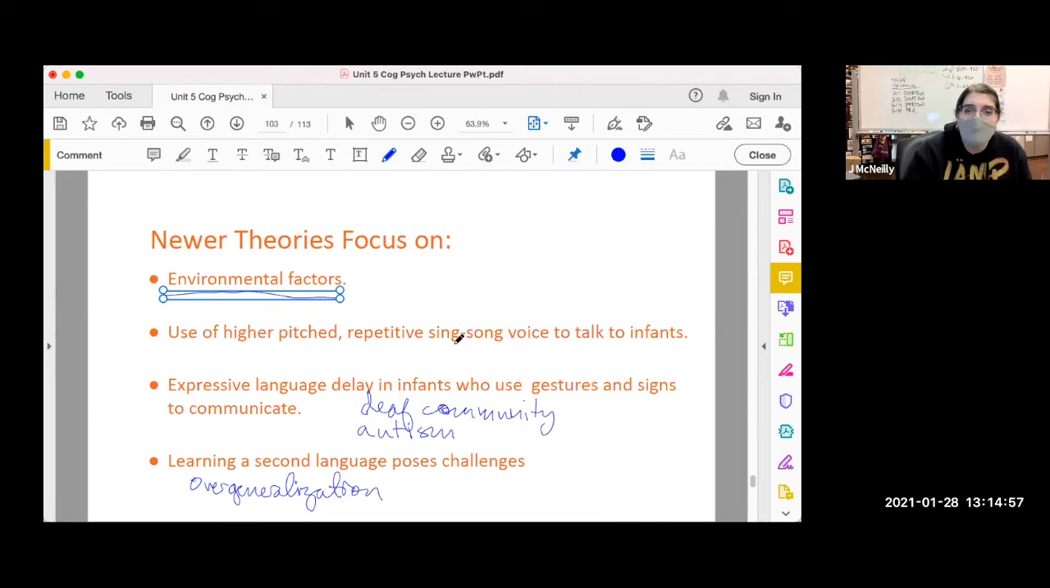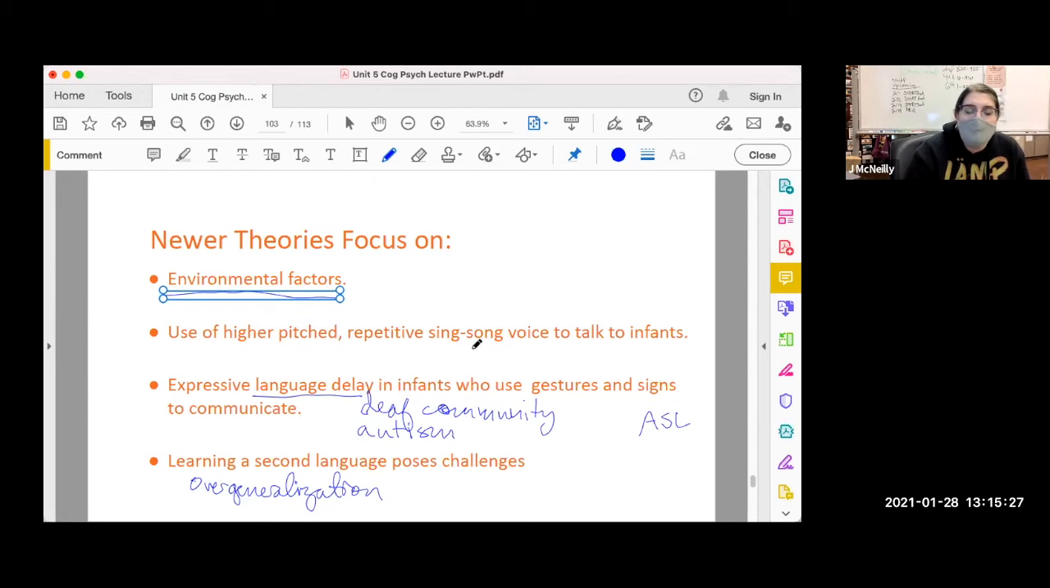It depends on where on the spectrum they land and the kind of intervention that they get and when they get that intervention. Okay, so you could see language delay that is either made up for, like you catch up, or you don't catch up, or you convert to using gestures and signs, like with ASL. And now the deaf community does consider itself to be a community with a culture and a language. Okay.